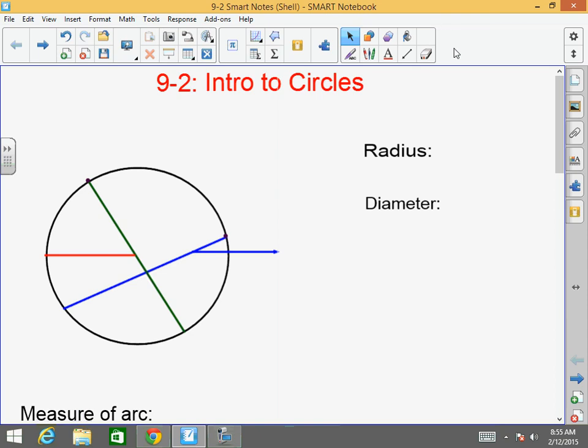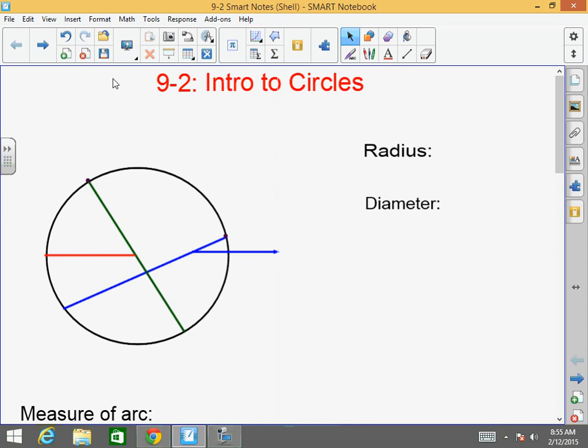Today we're going to start talking about circles. A little brief introduction to circles. I added a lot more in my notes than what you're going to see in your textbook. So please pay a lot of attention to this because it's very, very important, okay?